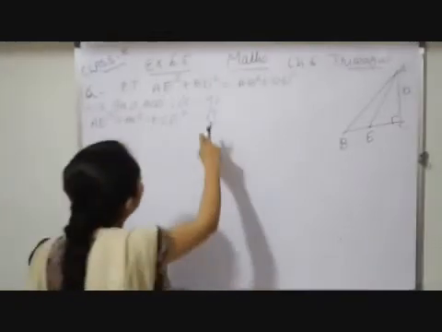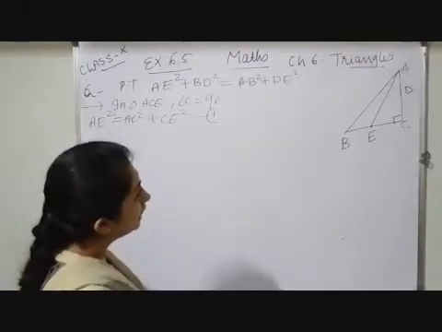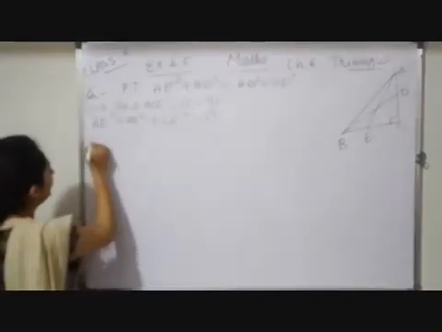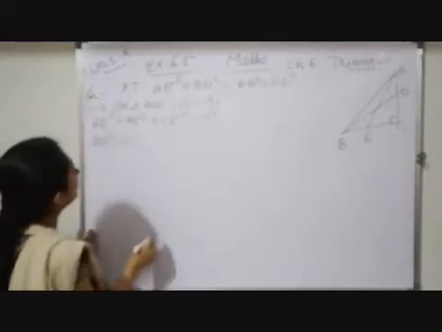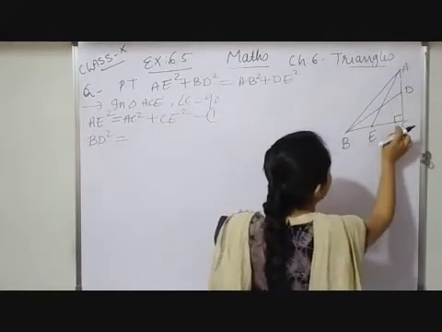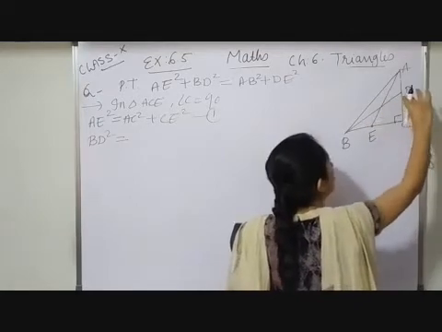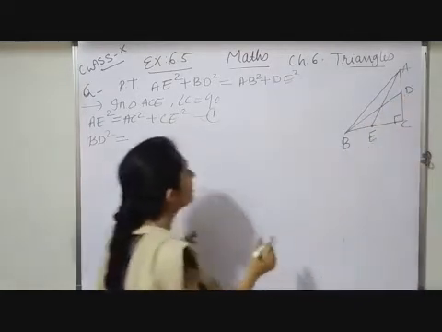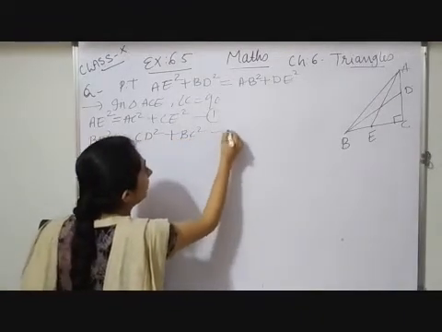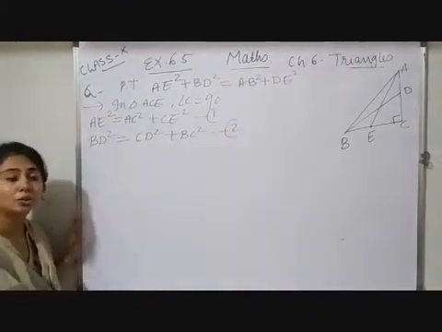Second thing, you want BD square. Here, if I join these two, I'll get BD square. So BD square equals, in triangle DCB, angle C is 90 degrees, so BD square equals CD square plus BC square. Let this one be your equation number 2.